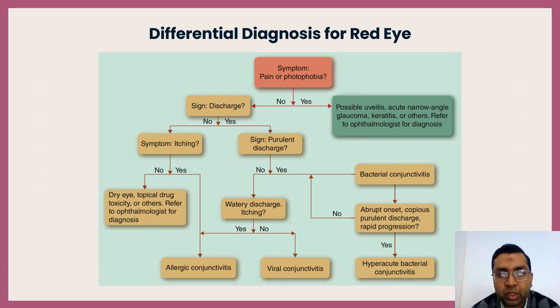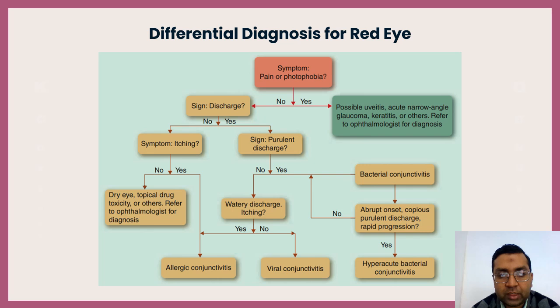If it is a purulent discharge, it means it is a condition of bacterial conjunctivitis. If there is no purulent discharge, meaning green or yellow discharge is not there, then we check whether it is a watery discharge. If it is yes, then it is only a watery discharge. And if there is itching, it means it is a condition of allergic conjunctivitis.